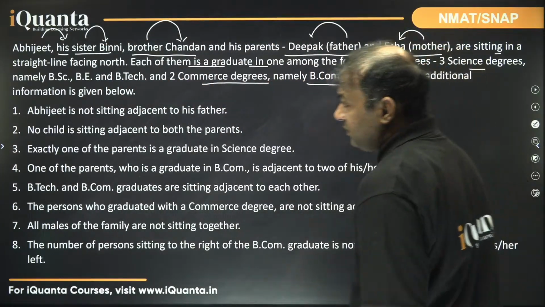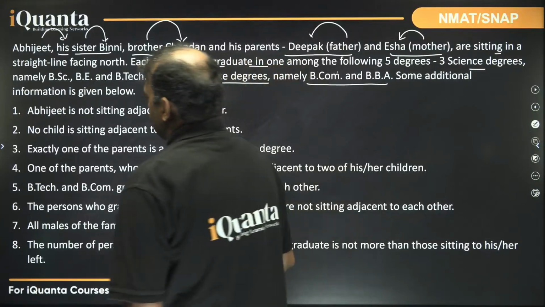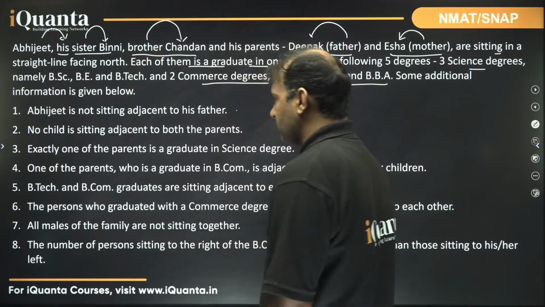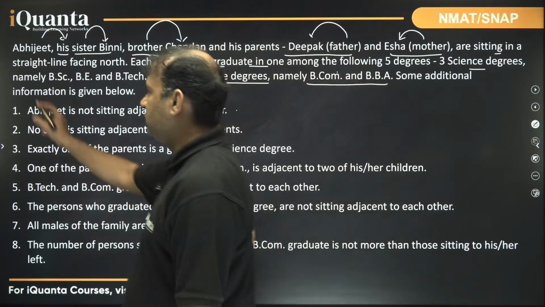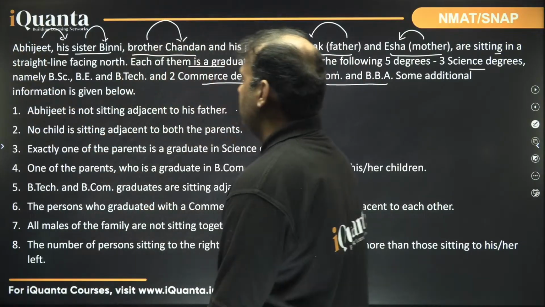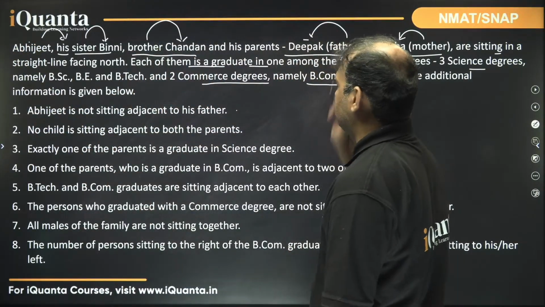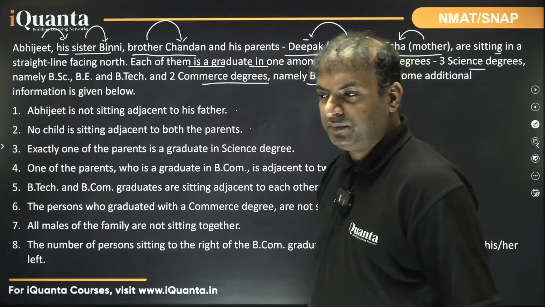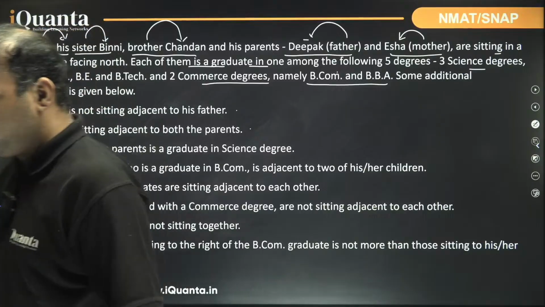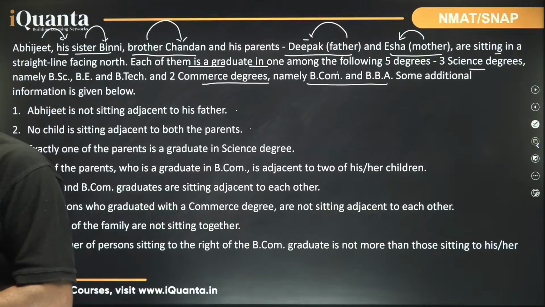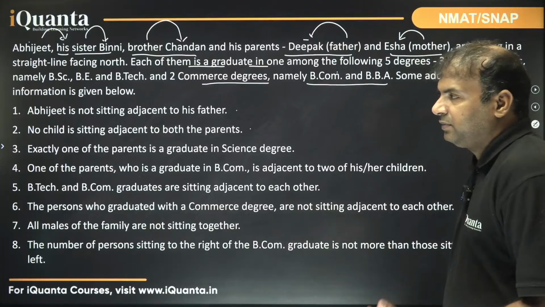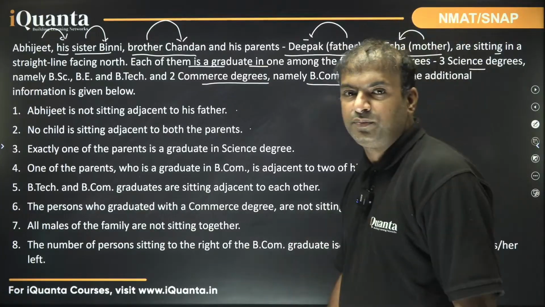Some additional information is given below, right? What is the additional information? The first point is that Abhijit is not sitting adjacent to his father, alright? Abhijit, from where the set has started, remember guys? And the father of Abhijit is basically Deepak, right? No child is sitting adjacent to both the parents. I already explained the meaning of this. Adjacent to one child, both cannot be the parents. One can be a parent, but both adjacent to the child cannot be the parents.